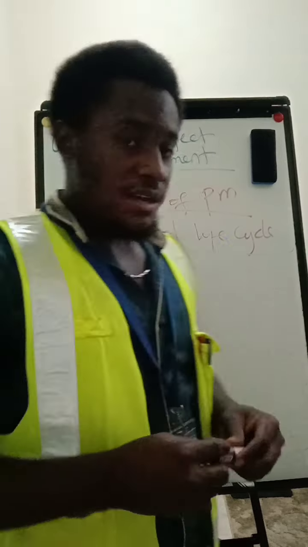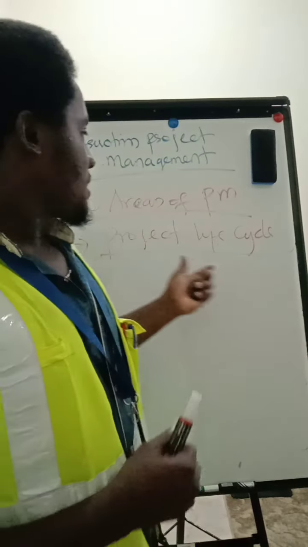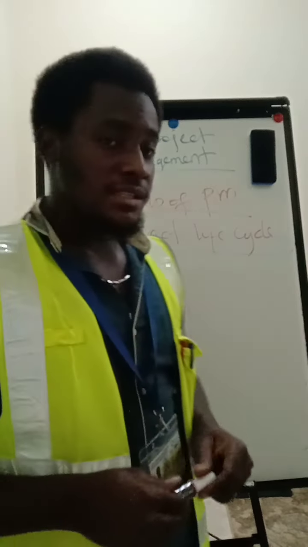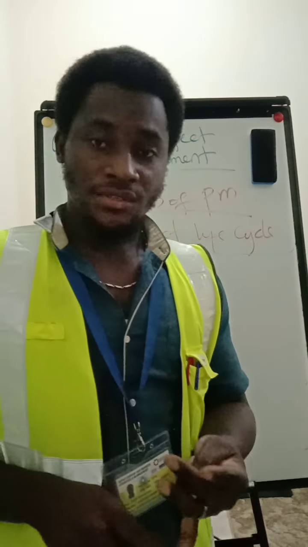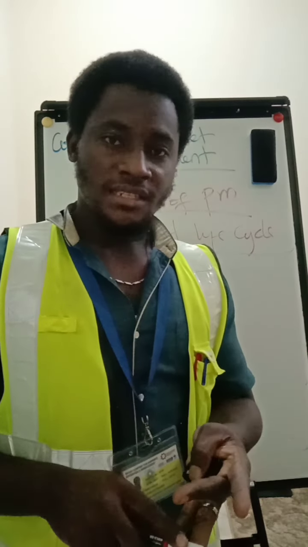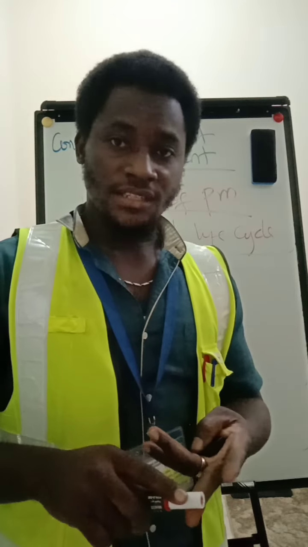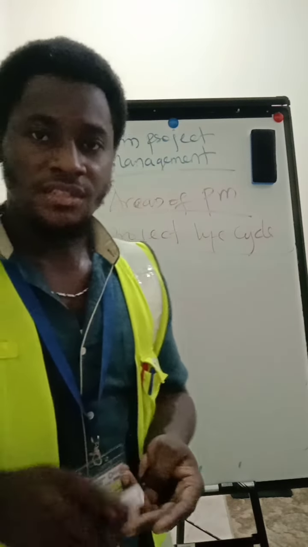In the project life cycle, we'll be explaining the different steps that we'll be following in order to execute a project. So, we start with the initiation stage, later move to the planning stage. After the planning stage, we move to the execution stage. After the execution stage, we move to monitoring and controlling, then later move to the closing stage.